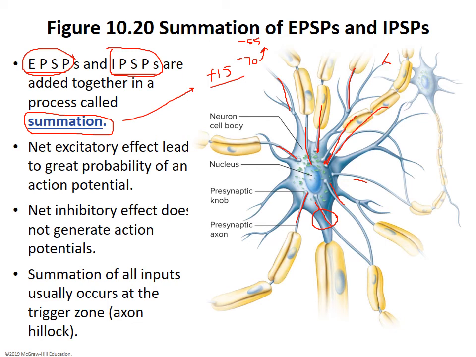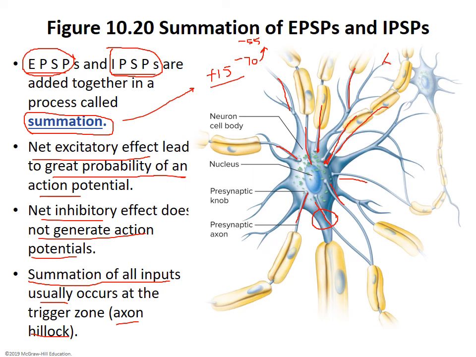As it says, a net excitatory effect leads to greater probability of an action potential. A net inhibitory effect does not generate action potentials. So summation of all of the inputs will usually occur at the axon hillock, and here it calls it the trigger zone. Hopefully that makes sense in how this is working, right?